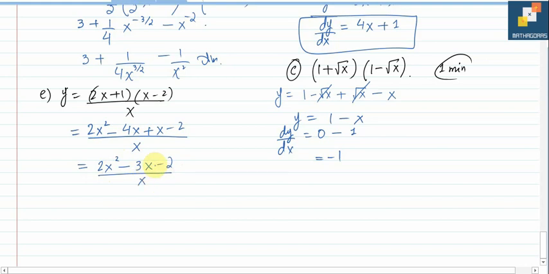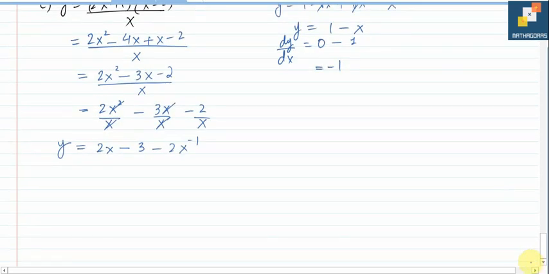Now we need to do the separation of LCM. So it will be 2x squared divided by x minus 3x divided by x minus 2 divided by x. Here x and x squared cancel, so the leftover part is 2x minus x and x cancel, it's only 3 minus 2x to the power minus 1. Now that is equal to y.